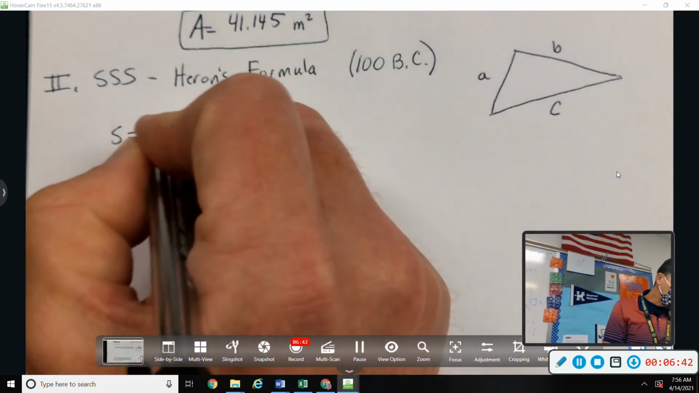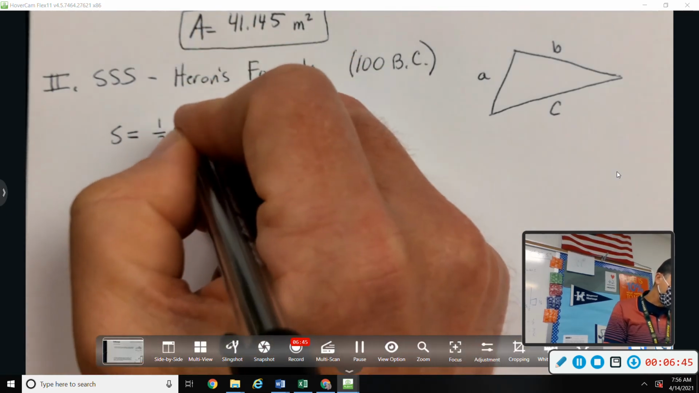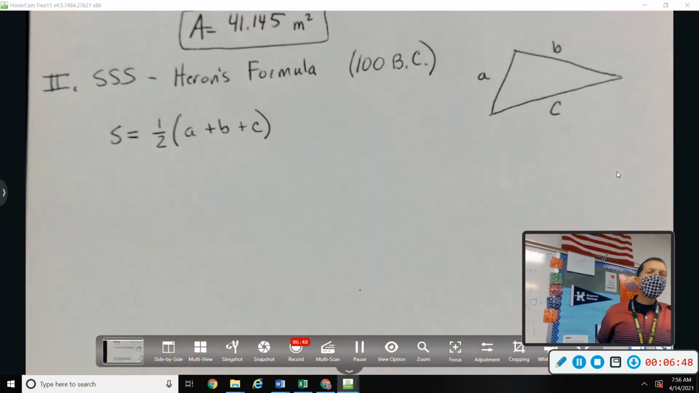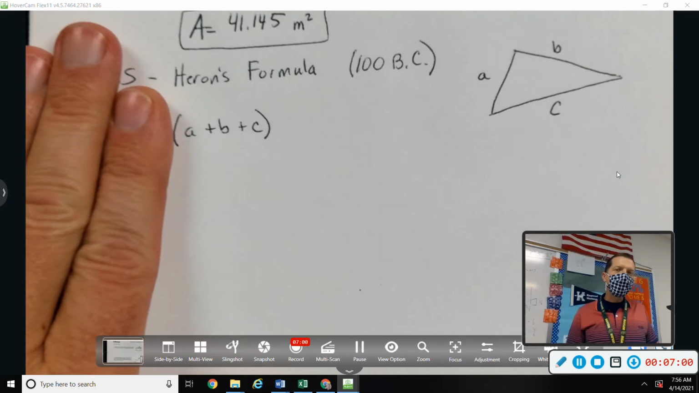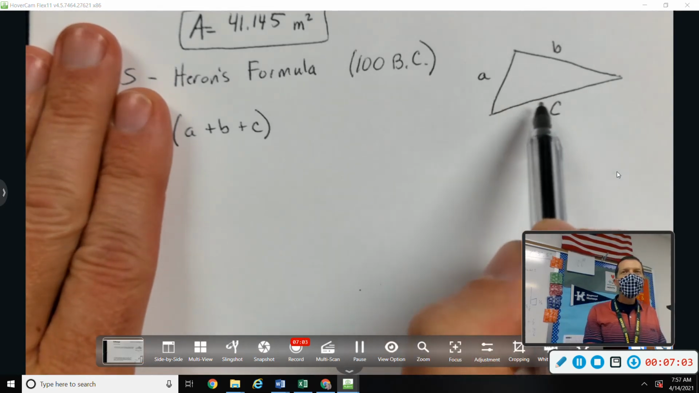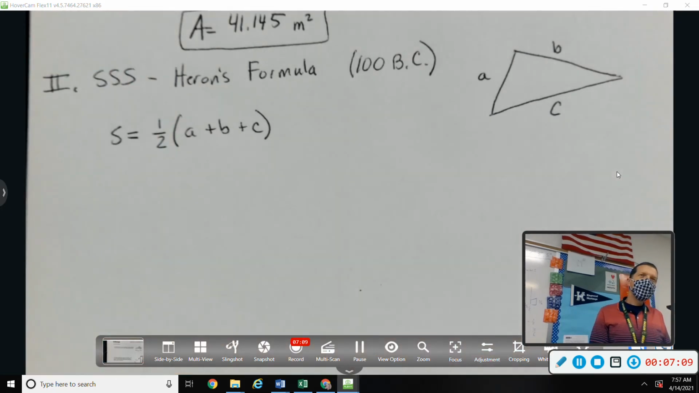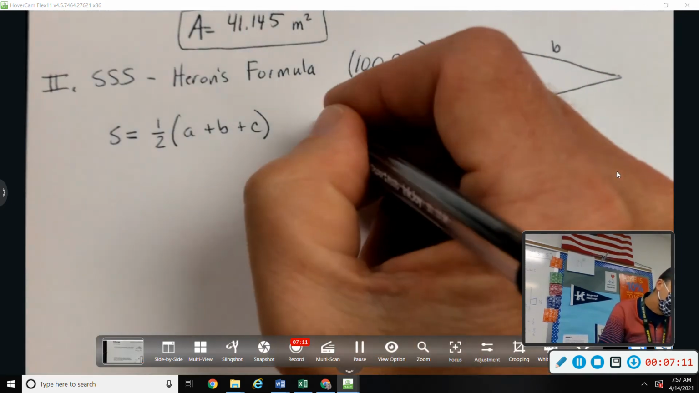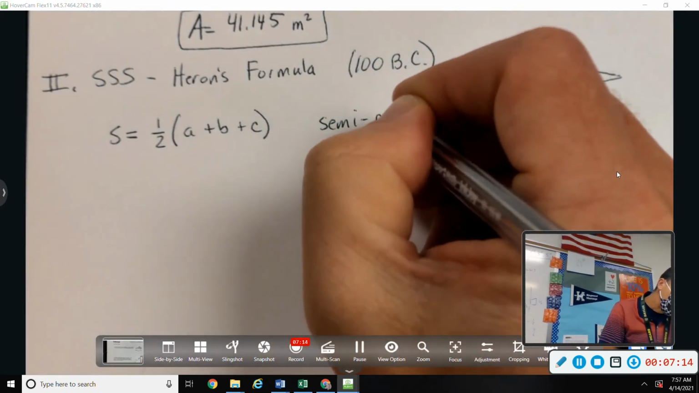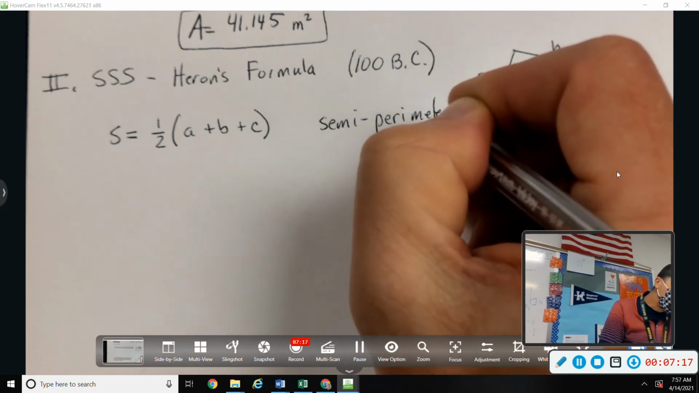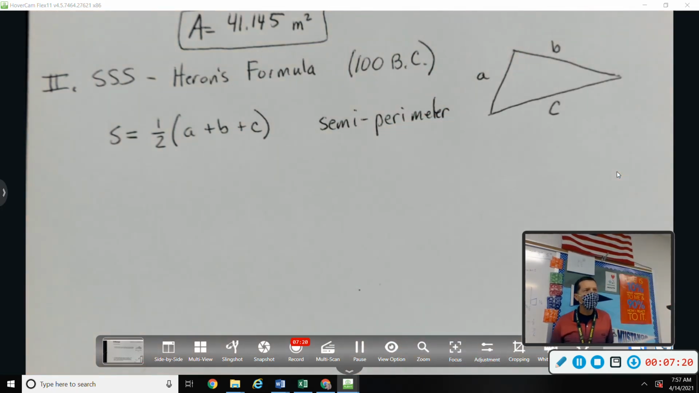All right, it is a two-step formula though. Your first step is to figure out S, half of A plus B plus C. What's the mathy word for A plus B plus C? What does that represent about this triangle? Perimeter. And is there a mathy word that means half? I don't know. Semi. So S is called the semi-perimeter. You don't need to know that, but maybe that helps you make the connection of half the perimeter, 1/2 A plus B plus C.